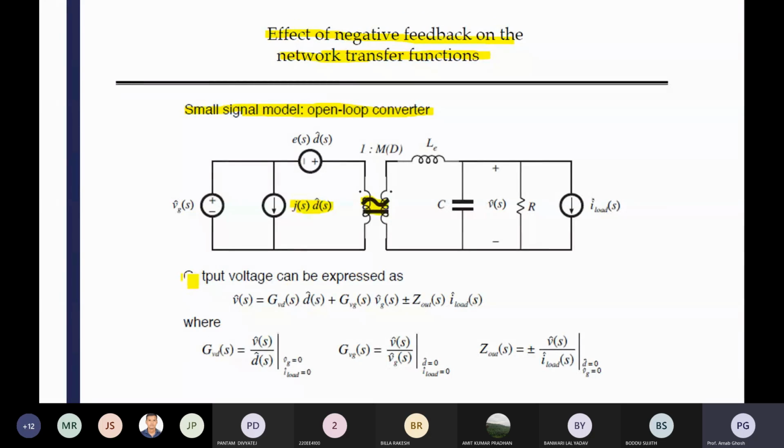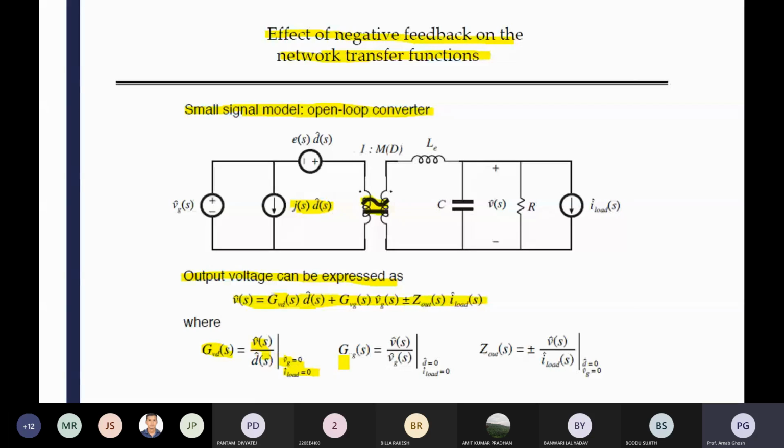So find out that expression. If you want to find the gain GVD, make these two points zero, so VG will be 0 and I load will be 0. That means input voltage is 0 and output current is 0, and you will get the control to output duty ratio, the control to output transfer function. We will get that one.